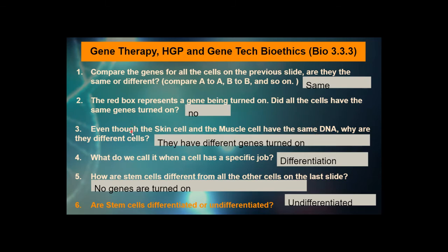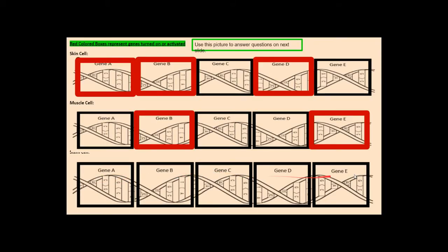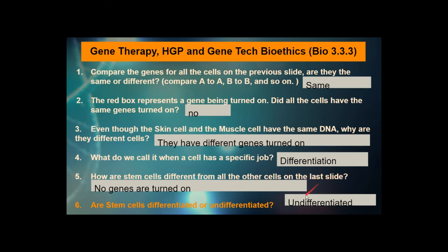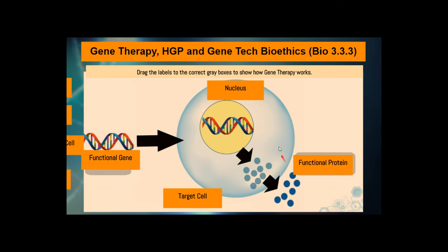So even though they have the same DNA, why are they different cells? Skin cells and muscle cells are different cells because they have different genes turned on. We call having that special job differentiation, becoming the different cell types. The stem cells are different because they don't have any genes turned on. That means they're undifferentiated. So remember, stem cells can become any type of cell. We use that for Alzheimer's and things like that.